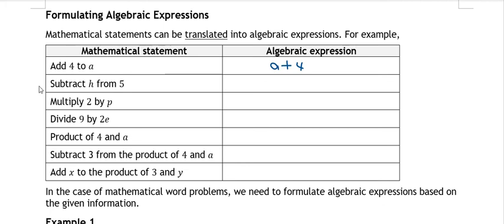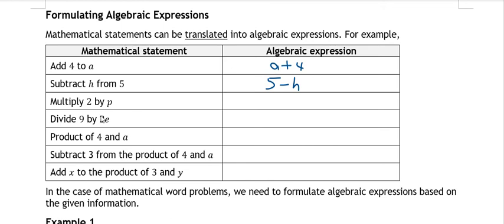Okay, the second one, subtract H from 5. So here you are wondering, where do we begin? Are we beginning from H or are we beginning from 5? Here, since it's from 5, it's like from me to you. So the first thing that you have to write down is 5. So 5 minus H, okay?